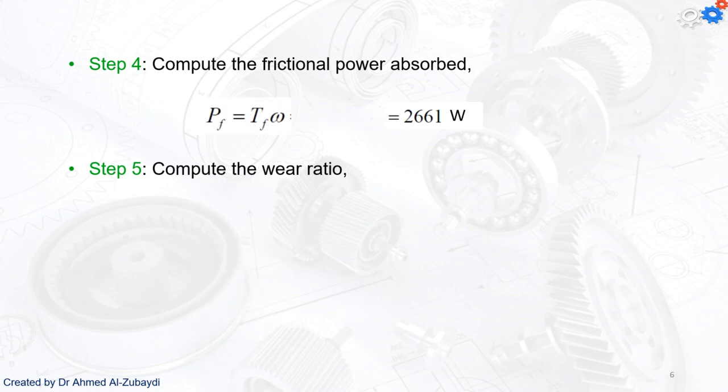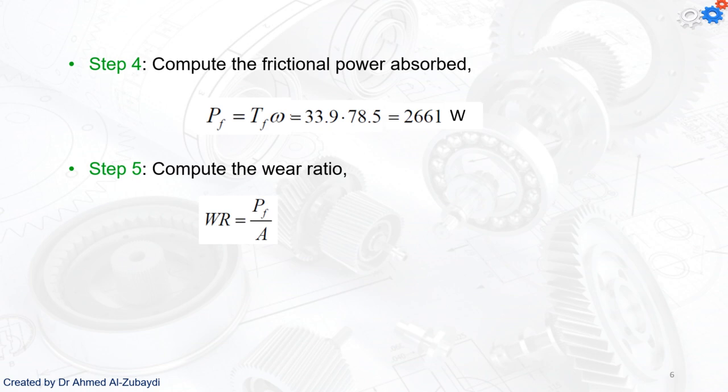Now calculate the power. I showed that earlier. So the power is going to be torque multiplied by the omega. The torque is given to us already to be 33.9, multiplied by 78.5, which is the omega. And we get the answer to be 2,661 watt.